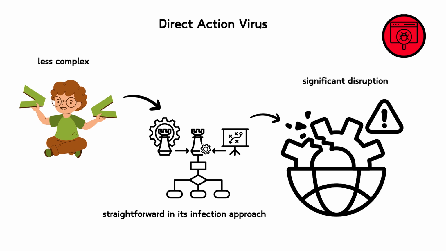The direct action virus is straightforward in its infection approach but can cause significant disruption by spreading rapidly through file directories when triggered.